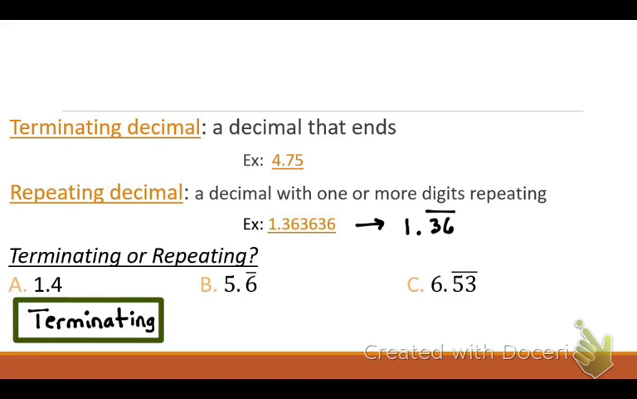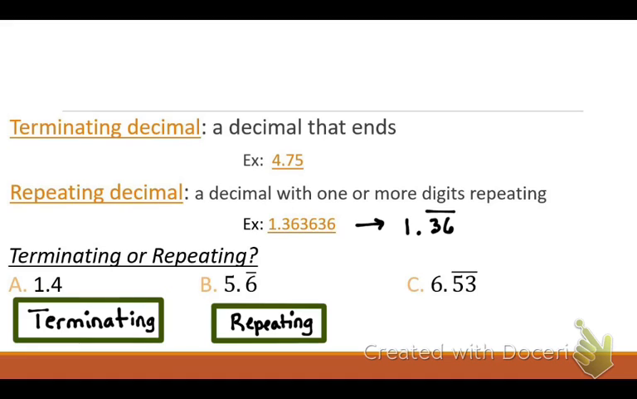Let's look at B. 5.6 with a line on the top. What do you guys think? Repeating, okay? That is repeating because technically, if we had written that whole thing out, it would say 5.6666666, and it would just continue to go on and on. In order to not have to write a bunch of 6s, you simply put that little line on the top, and that says 5.6 repeating.